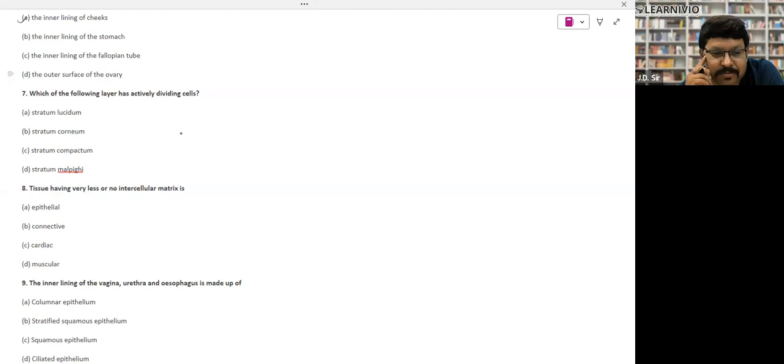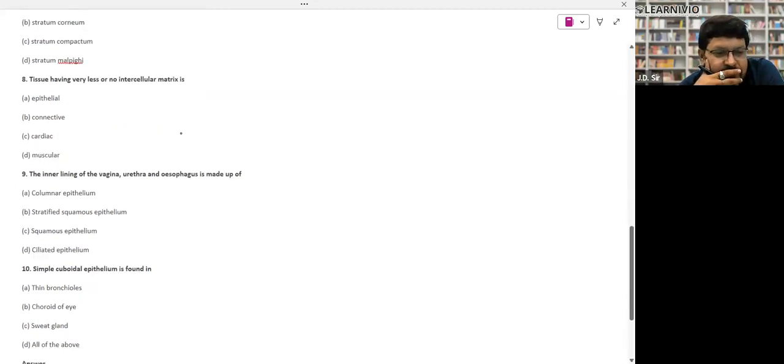I'm not sure, sir. Eighth one. Yes, sir, I'm not sure about it. The tissue having very less or no intercellular matrix, means no space. I'm making it easy. It's an easy question. Read it again. The tissue having very less or no intercellular space means they are compactly arranged. Come on, in the definition itself, I have told you.